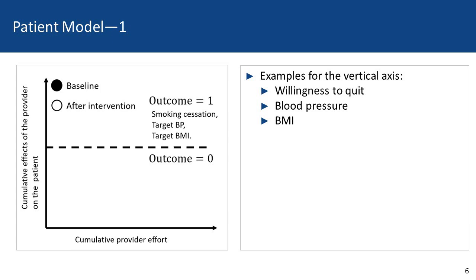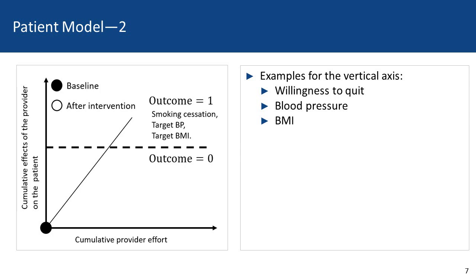In the middle of the plot, there's a horizontal dashed line. It is at this level where we have a division between an outcome of 0 and an outcome of 1. An outcome of 1 means some kind of success, and it really depends on the kind of intervention that we are examining. If this is a smoking cessation program, then outcome equal 1 would represent quitting smoking. If this is an intervention on reducing blood pressure, then an outcome equal 1 may represent a target blood pressure. And another example is an intervention on reducing BMI, the body mass index, where outcome equals 1 may represent achieving a target BMI level.